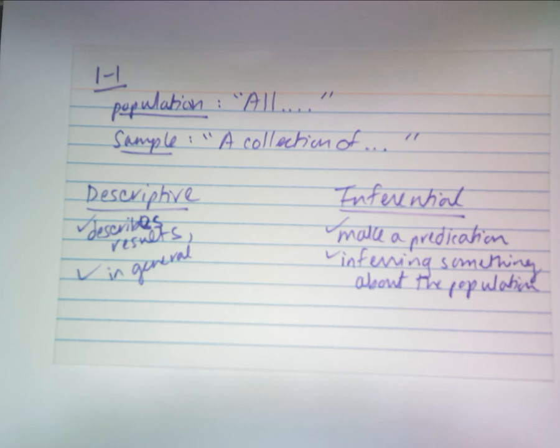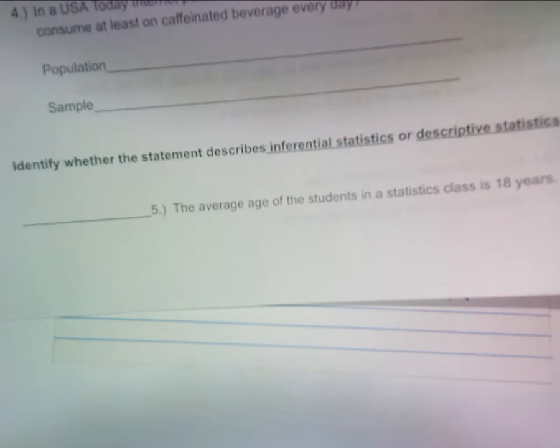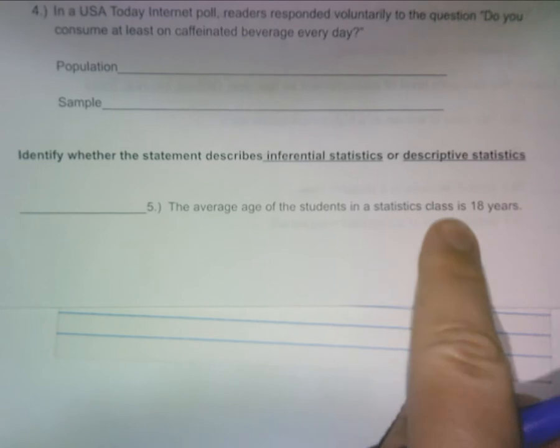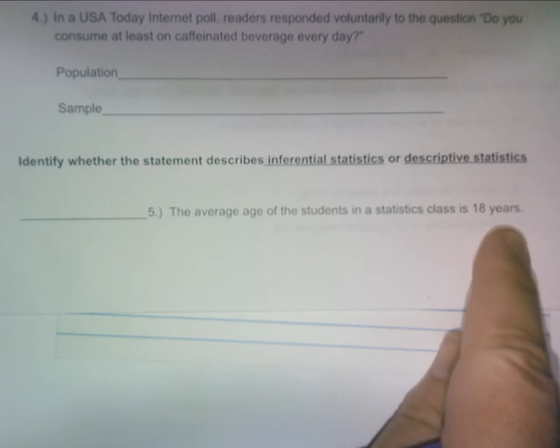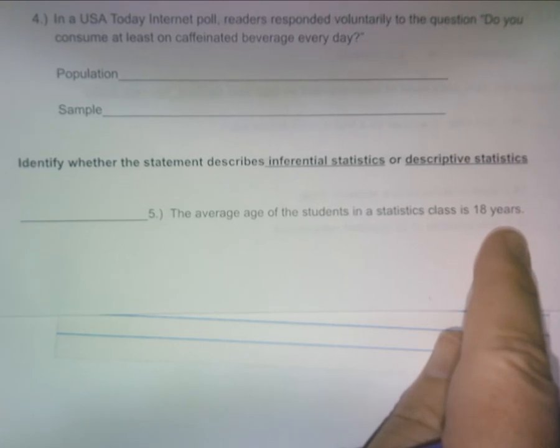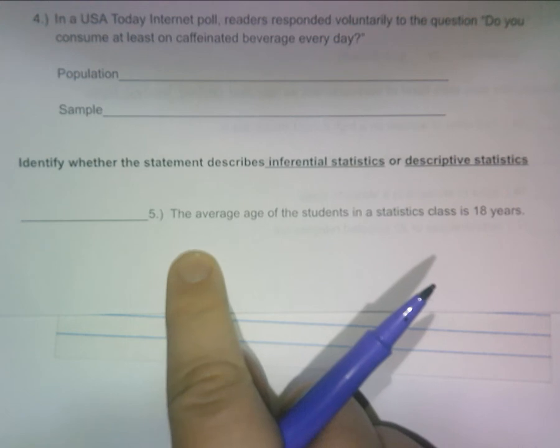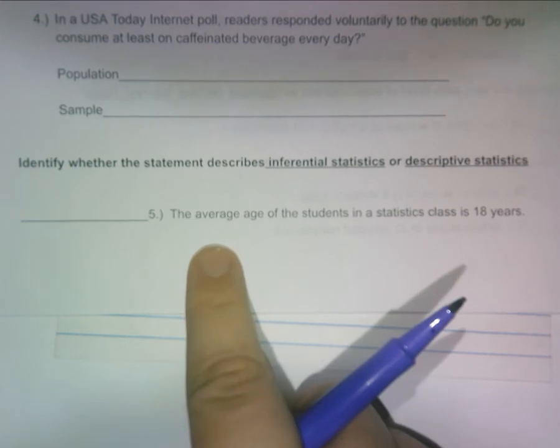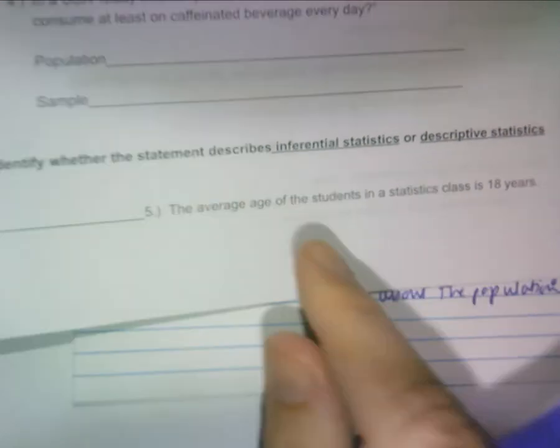Here we go. Here's one from your study guide. The average age of students in a statistics class is 18. Describing or inferring? Describing. I'm describing. I'm just talking about your age. I'm not saying the 18-year-olds in the statistics class have determined to kill Mrs. Seta based on their... No, nothing. There's nothing inferring. It's just your average age is about 18. Okay? That's all you have to do. All right. Flip it over because that was section 1.1.